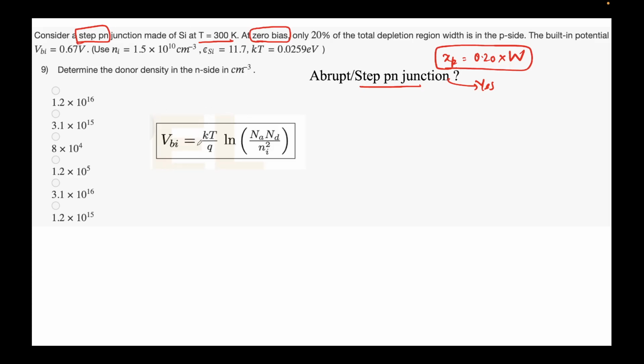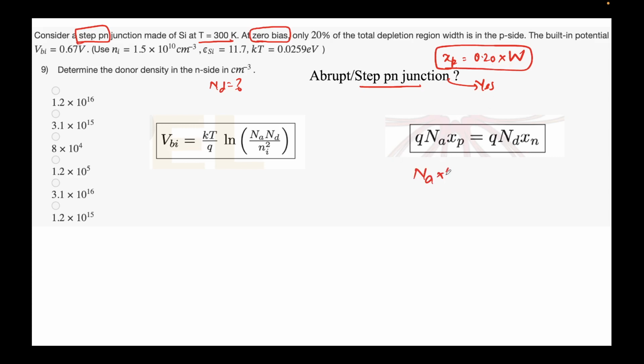We know this is the built-in potential expression for a step p-n junction, with Na and Nd. So we are required to find Nd, right? Very good. Vbi is known, kT/q is known. If somehow I could find just the Na, right? And how do I do that? I do that because I know this charge neutrality expression. This comes when you draw the charge profiles. So there is nothing new that is happening here. So I write Na times xp, where xp is 0.2 times W. q gets cancelled, by the way, and this equals Nd times xn.